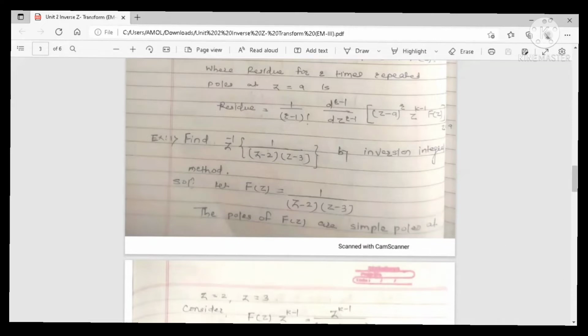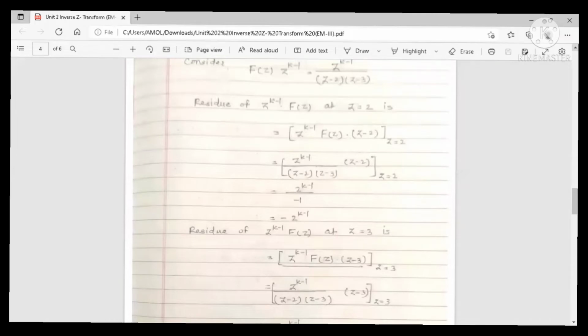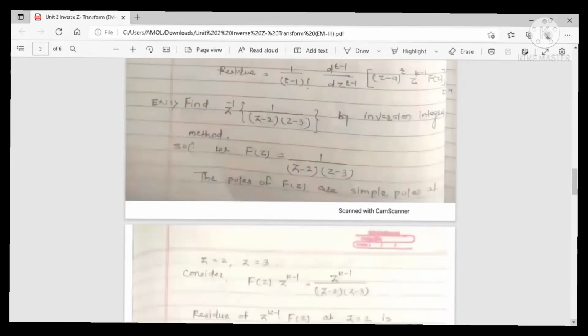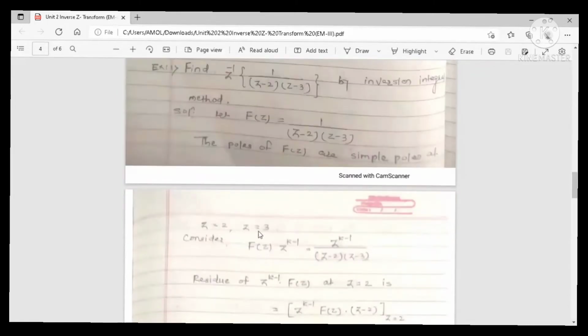Now you find the poles of this f of Z. How do we find the poles of f of Z? You just equate the denominator to 0. The denominator is (z minus 2) into (z minus 3). If you equate it to 0, z is equal to 2 and z is equal to 3. These are the poles of f of z. These are simple poles because the degree of every factor is 1. If the degree is 1 for every pole, then it is called a simple pole. So z is equal to 2 is a simple pole, and z is equal to 3 is a simple pole here.